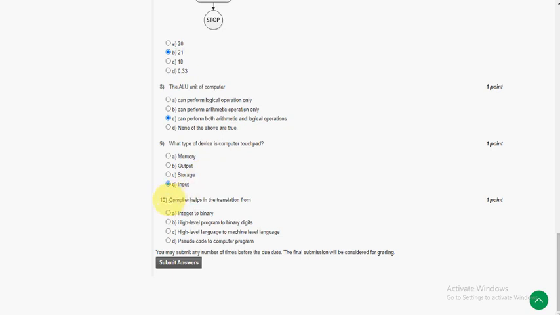And the final question of this assignment, the 10th one. Compiler helps in the translation from... What does the compiler do? It translates high level programming language into computer understandable machine level language. That is option C. So the 10th question answer is option C.